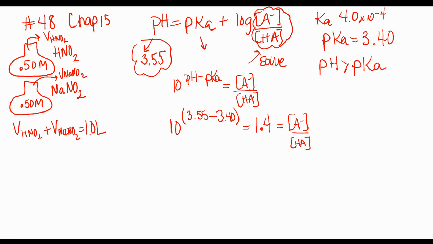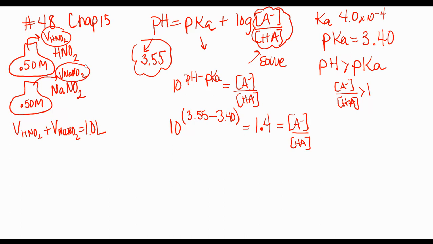So that has to make sense. The ratio of A minus to HA is greater than 1. And that makes the pH a little bit more basic from the pKa. Okay, so now what I want you to think about is how we're going to solve for these volumes that were being asked.